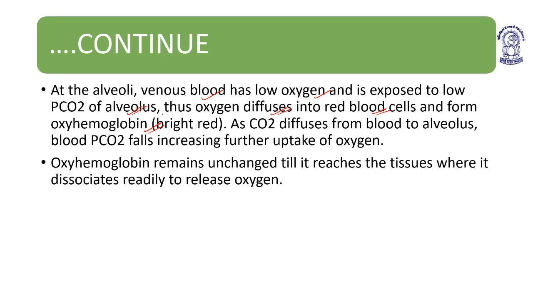At the alveoli, the venous blood has low oxygen tension, low oxygen concentration, and is exposed to low partial pressure of CO2 in alveolus. Thus, oxygen diffuses into red blood cells and forms oxyhemoglobin, bright red in color. As CO2 diffuses from the blood to alveolus, blood partial pressure of CO2 falls, increasing further uptake of oxygen.